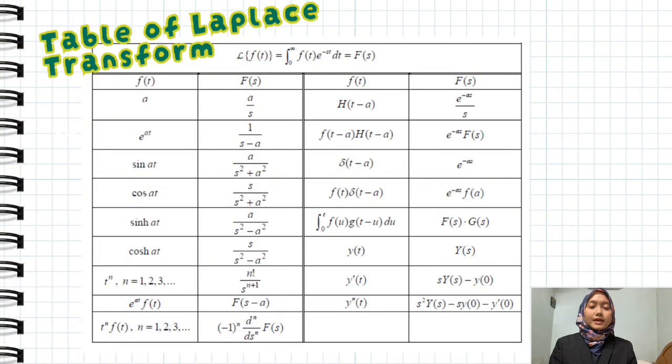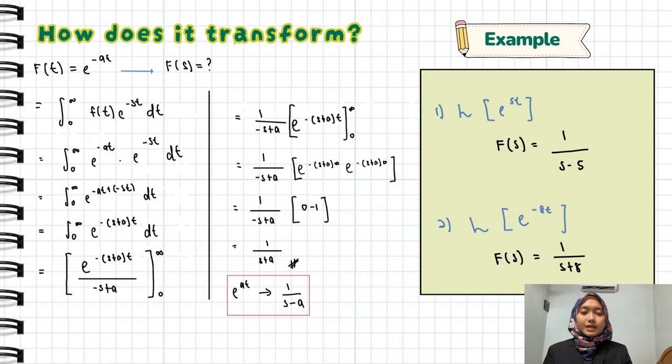Now let's take a look at the table of Laplace transform. Let's see how the Laplace transform converts a function of t into a function of s. In this example, the function is exponential negative at. First, we substitute the function into the general Laplace formula. Then, we simplify the exponential terms and evaluate the integral from 0 to infinity. Finally, we obtain the answer, which is Laplace of exponential negative at is equal to 1 over s plus a. This result is also listed in the Laplace transform table.